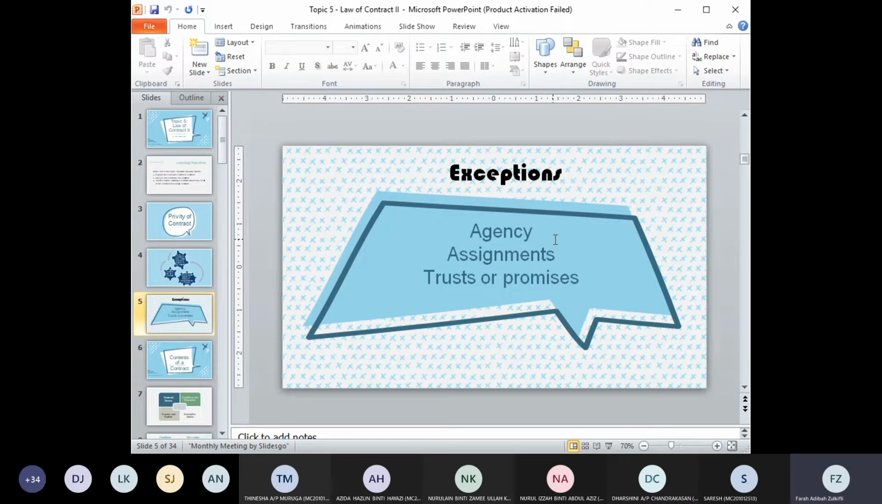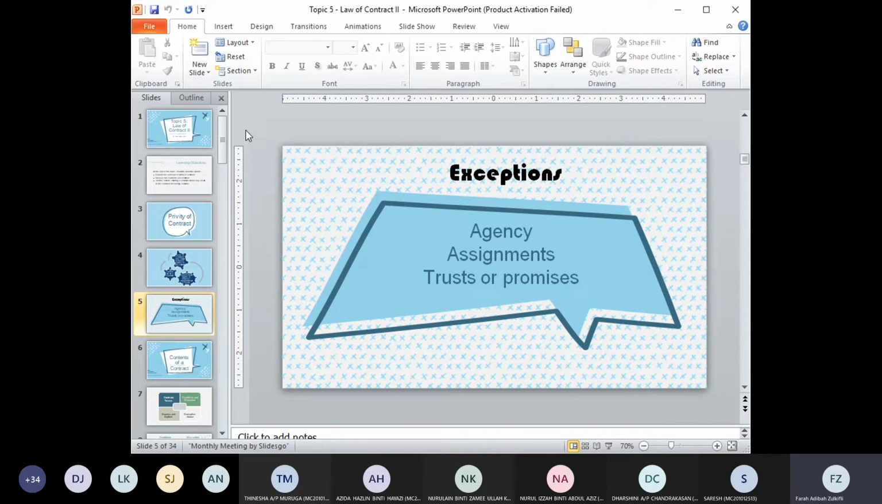Or for example, in situations of someone putting something on trust. For example, a father died, and when he died, he said that all my properties belong to my children, but because my children are still underage, I put my ex-wife as a trustee to administer all the property belonging to the children until the children reach the age of 18.